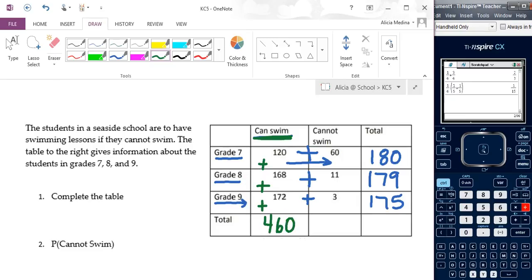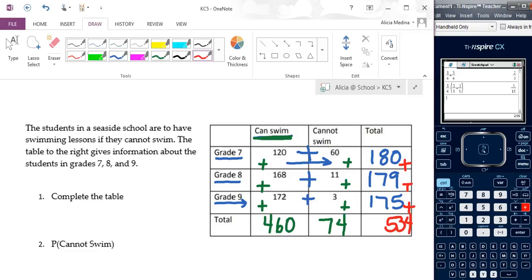I'm also going to be doing the same thing for the people that cannot swim. So I'm going to add 60 plus 11 plus 3, and then it's going to give me a total of 74. Now, the last box that we have to fill in is the grand total of all of the students, right? So the numbers that I add, 180 plus 179 plus 175. If I were to add those all together, I get 534.